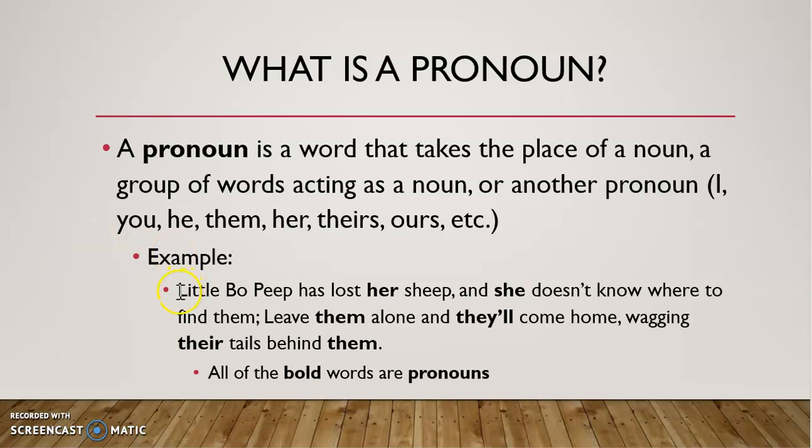In this example sentence, Little Bo Peep has lost her sheep and she doesn't know where to find them. Leave them alone and they'll come home wagging their tails behind them. All of the bold words are pronouns: her, she, them, they'll, their, them. Those are all pronouns. They are taking the place of the nouns Little Bo Peep and sheep.